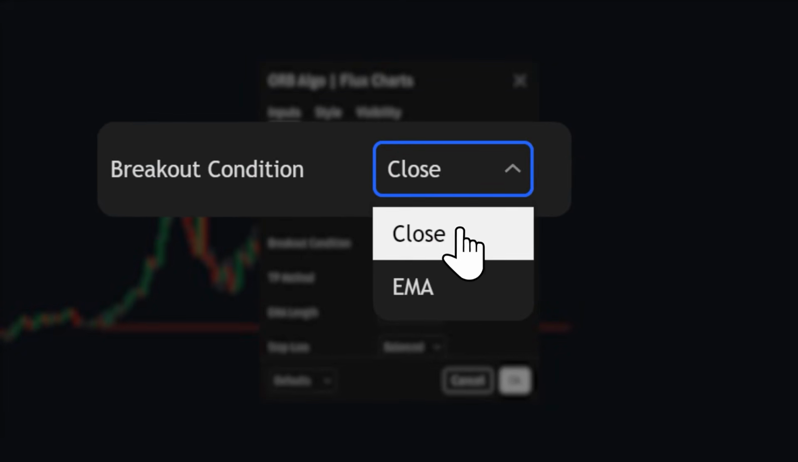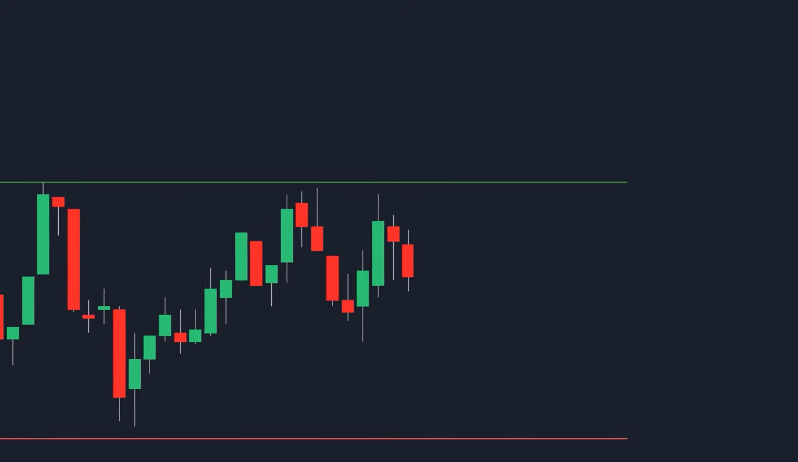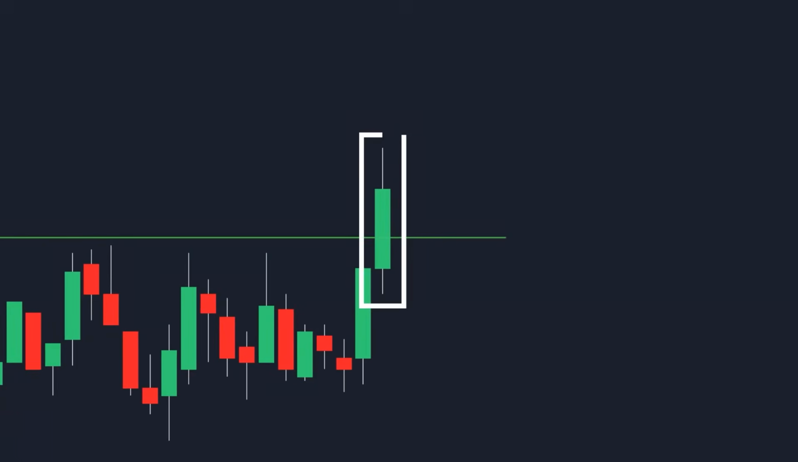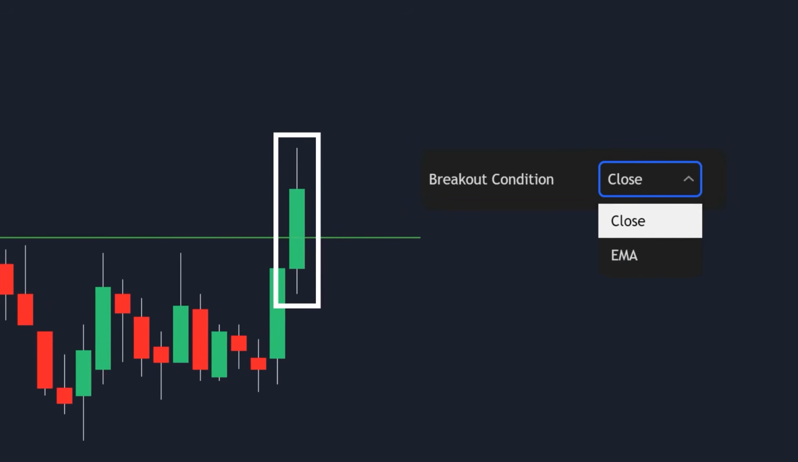The first is the close-based breakout. This one's simple. Price has to close above or below the opening range. Not just wick through it, not just touch it. The full candle body must close above the high or below the low. This method is great if you want quick, decisive entries, especially in trending markets.